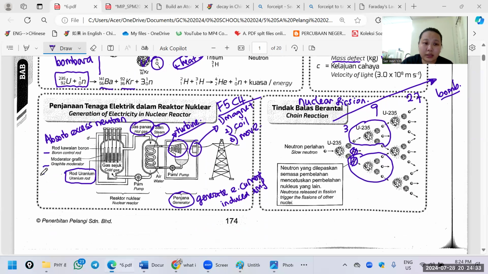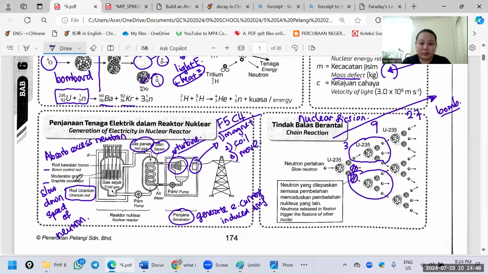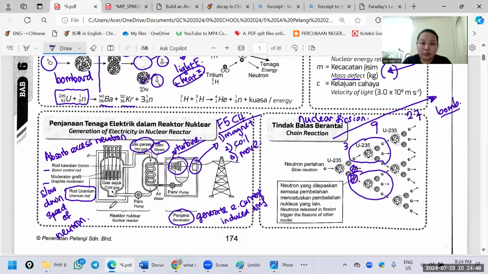Then graphite actually will slow down the speed of neutrons. Slow down the speed of neutrons. That happens.